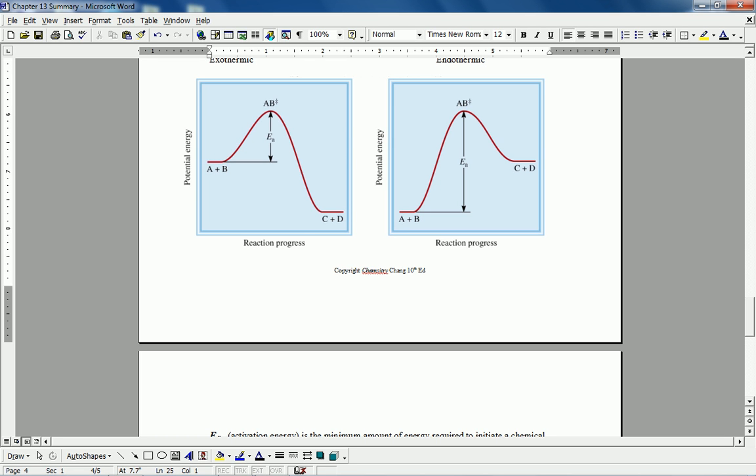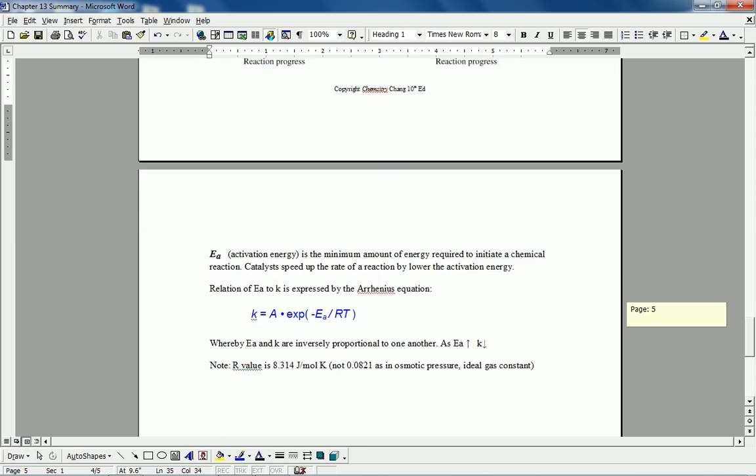So activation energy is the difference between the starting point of your reaction up to where your activated complex or your transition state is. You can see here in the exothermic reaction, it has a much lower activation energy than the endothermic reaction does, and that's just by coincidence in this particular case, but that is what that represents.